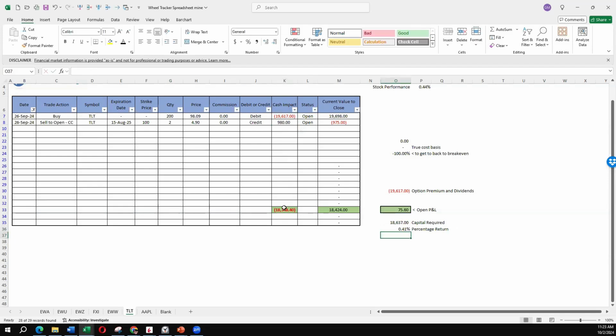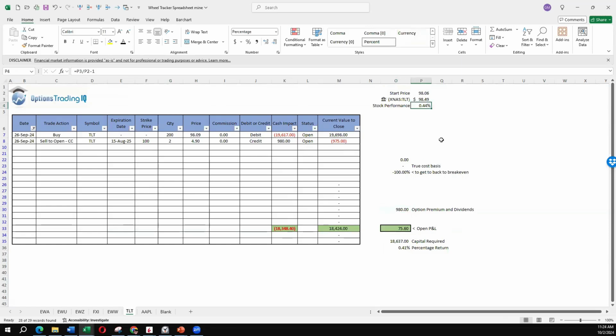And then basically, what was the cash impact of each trade? What would be the value to close the position? The difference between the two is the open P&L. Option premium and dividends, that's just that piece. And you can see the stock's up 0.44%. We've got a very similar return. The trade's only a couple of days old.